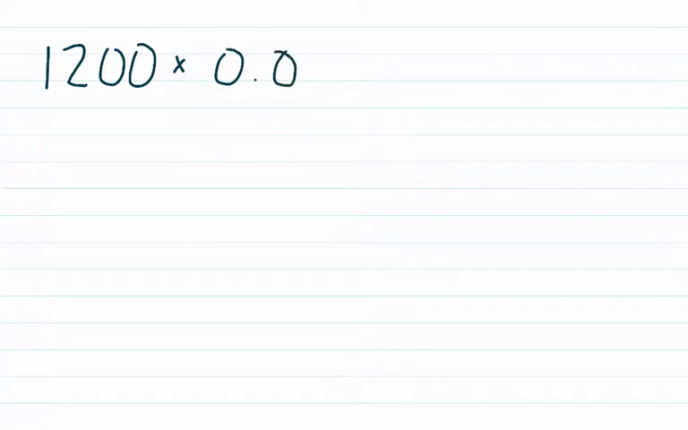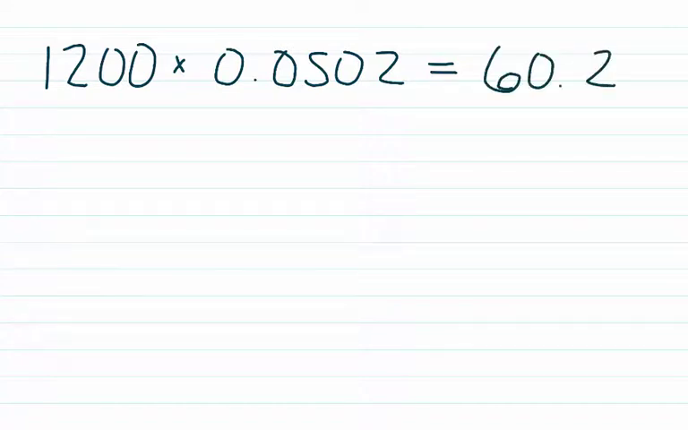And lastly, let's do one that's a little bit harder. We multiply 1200 times 0.0502. Mathematically, you get 60.24.